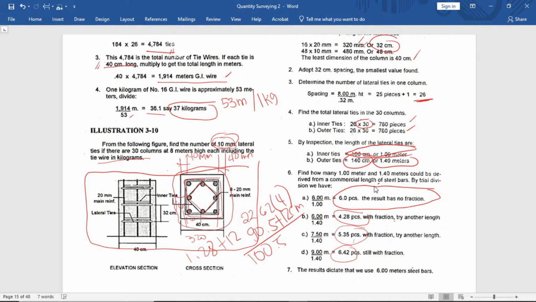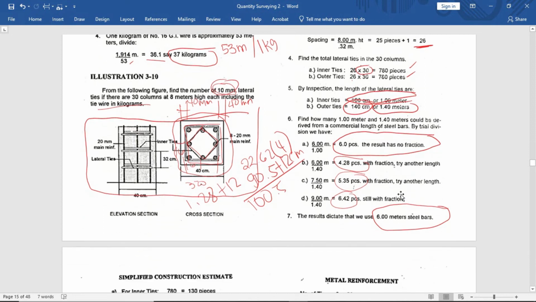So, ilan ang 0.28 ng 6 meters? 1.68. How about 0.35 ng 7.5 meters? 2.6. So, pipiliin natin is yung 6 meters, kasi walang whole number, piliin natin yung minimize natin yung waste dito. So, 6 meters yung gagamitin natin.